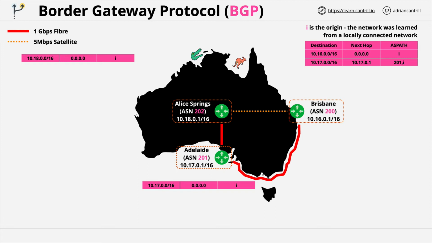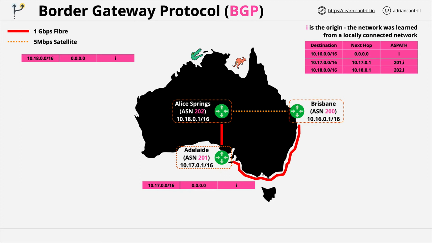Now, in addition to this, Brisbane will also receive an additional path advertised from Alice Springs, in this case over the satellite connection, and Alice Springs prepends its AS number 202 onto that path. So Brisbane knows to get to the 10.18.0.0/16 network, the next hop is 10.18.0.1, which is the Alice Springs router, and it needs to go via the 202 autonomous system number, which belongs to Alice Springs. So at this point, Brisbane knows about both of the other autonomous systems and it's able to reach both of them from a routing perspective.